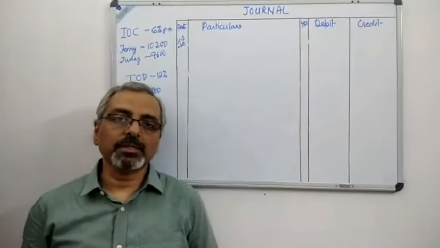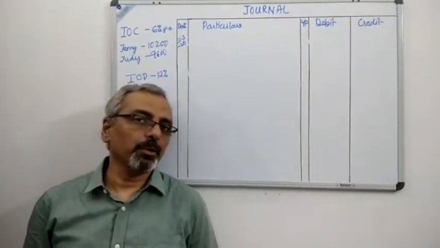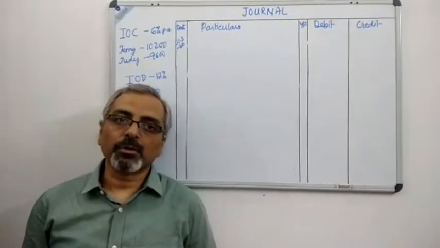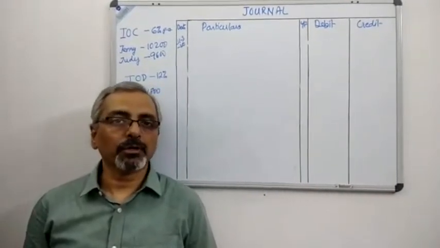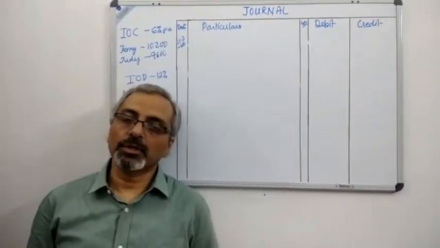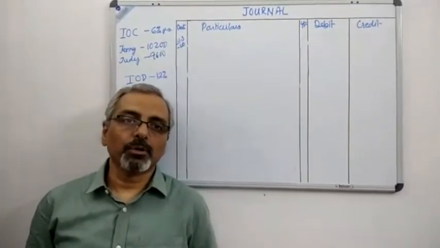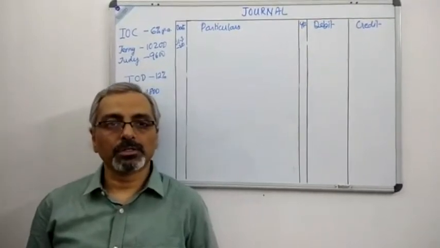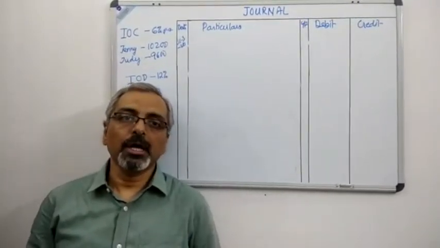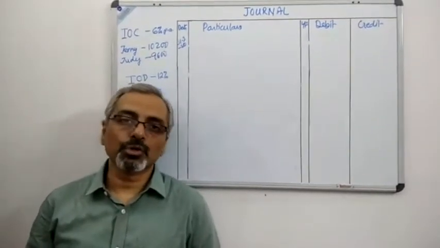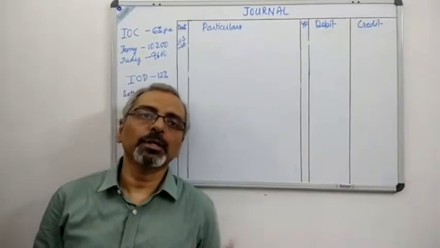Now, after passing the 3 journal entries, number 1, transfer of profit, number 2, interest on capital, and number 3, transfer of interest on capital, we are left with 3 more journal entries. First journal entry will be for interest on drawing, second journal entry will be interest on drawing transfer to the profit and loss adjustment account, and the third journal entry, the most important journal entry, will be the correct distribution of profit among the partners. So let us see that.